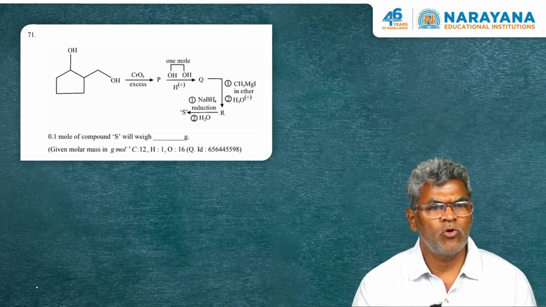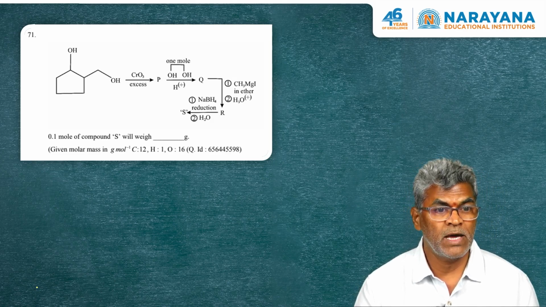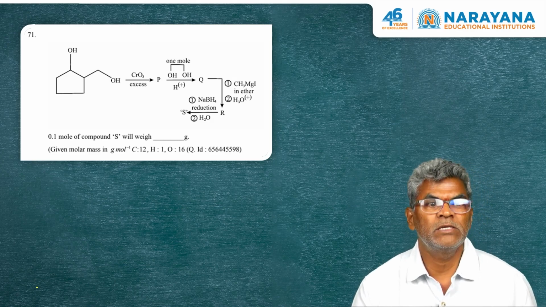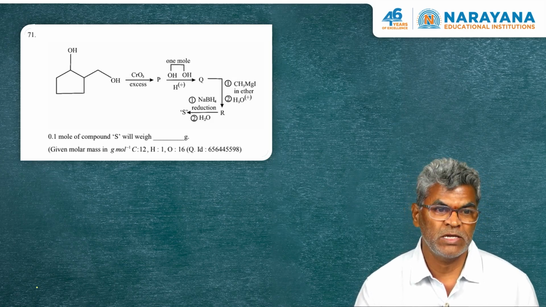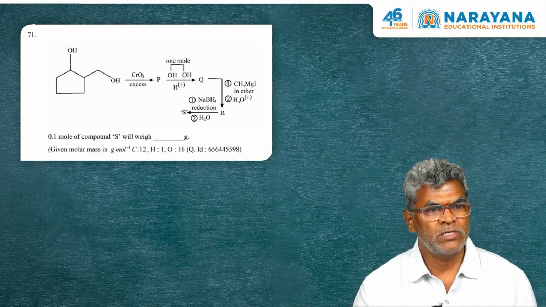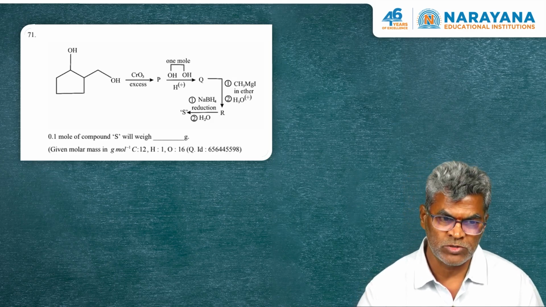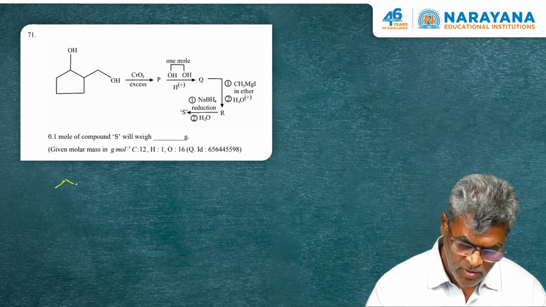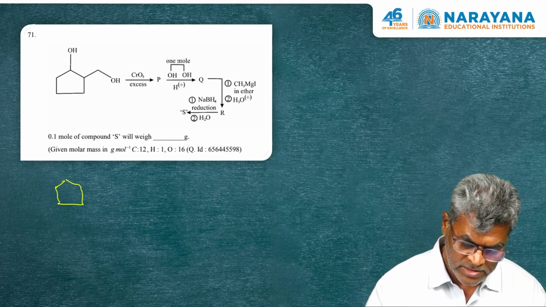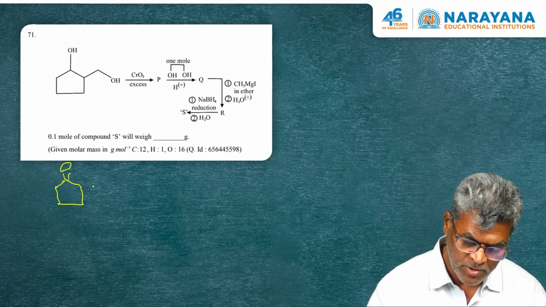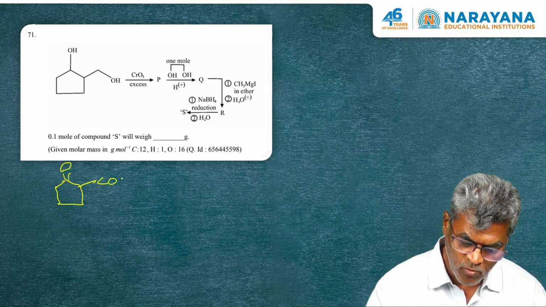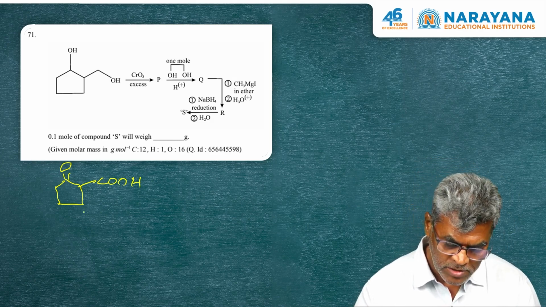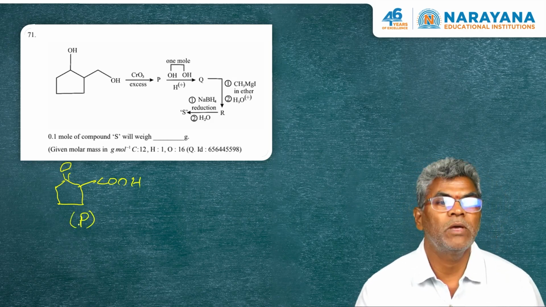CrO3 excess, in fact CrO3 acetone is mild oxidizing agent, CrO3 excess is behaving like a strong oxidizing agent, but at room temperature secondary alcohols get oxidized to ketones and primary alcohols get oxidized to carboxylic acid. That is why when you treat this molecule with excess of CrO3, it is becoming into COOH. This is P compound, COOH, P.